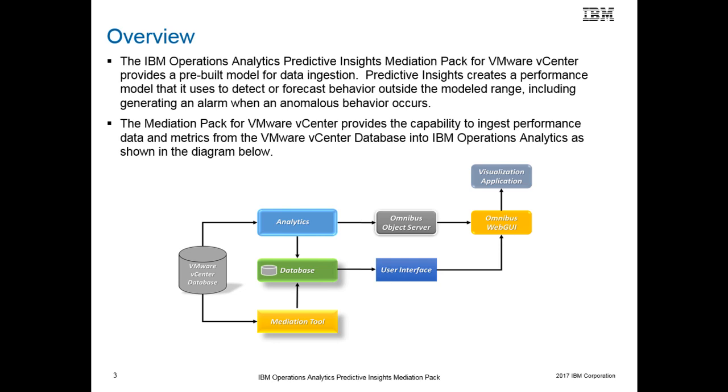The IBM Operations Analytics Predictive Insights Mediation Pack for vCenter provides a pre-built model for data ingestion. This model is then used to forecast behavior outside of the modeled range, which generates alarms. The source of the vCenter metrics is provided by the vCenter database, as seen in the diagram at the bottom of the slide.